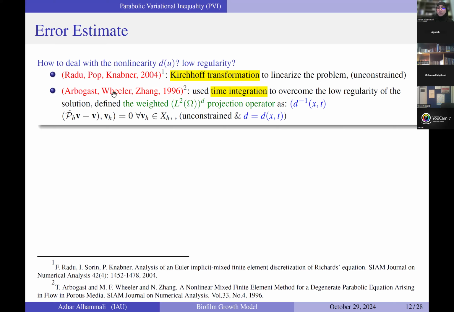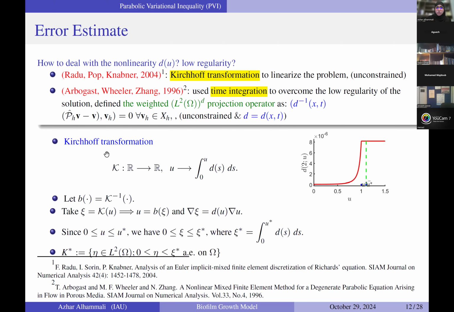This paper also, since their problem and constraint and the diffusivity of the problem depends only on X and T, to deal with this term that has this diffusivity, they also implemented the weighted L2 projection operator. Here, with the scalar problem, we don't need to use it because by changing of variable, the diffusivity will become one constant. So we don't use it here, but we use it with the coupled system.